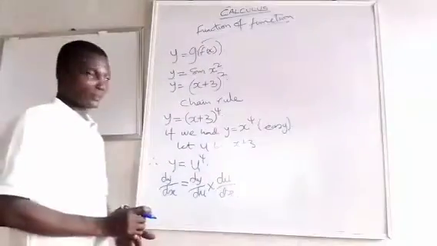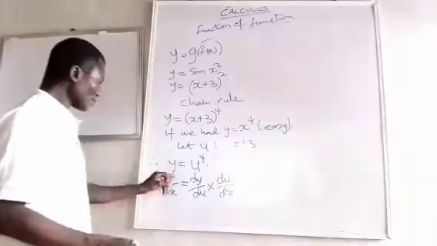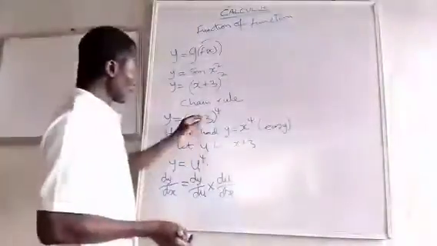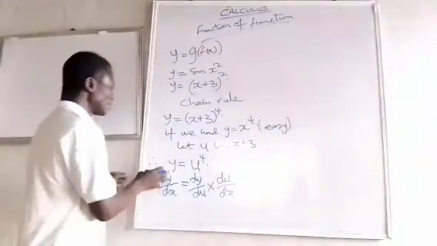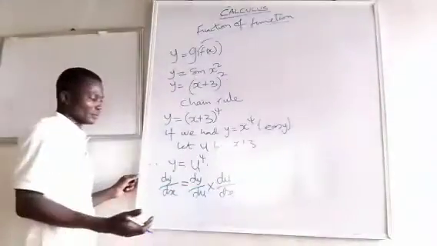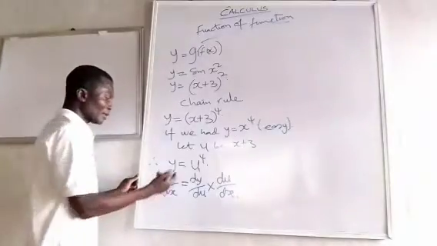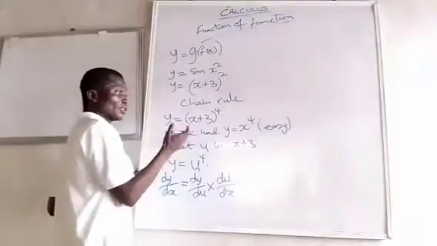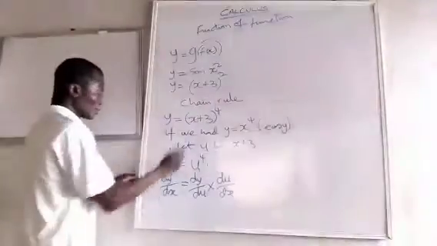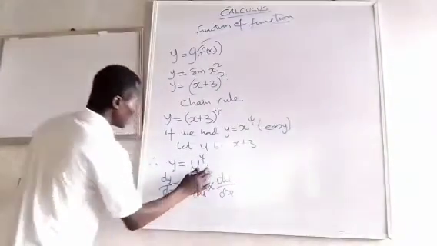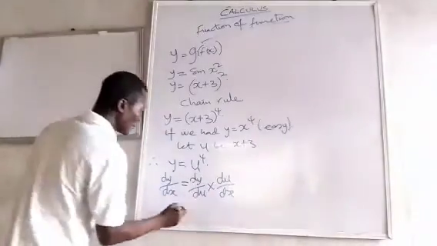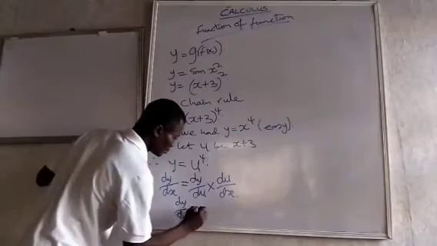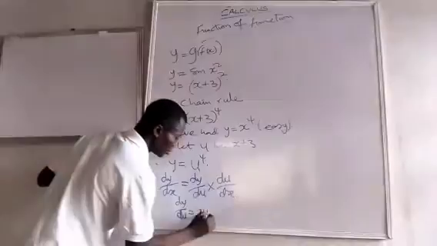You get your results. Now, like this one, I have y equals (x plus 3) raised to power 4. I now made it y equals u raised to power 4. Very simple. Now if I want to do the differentiation of this, I just do something like this: dy/du times du/dx. What is dy/du? It is equal to 4u raised to power 3.